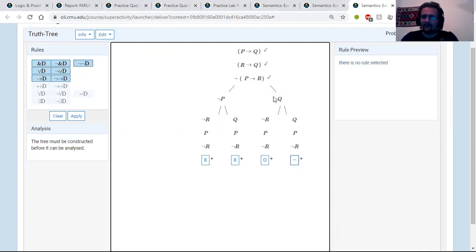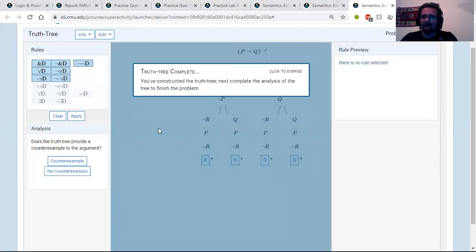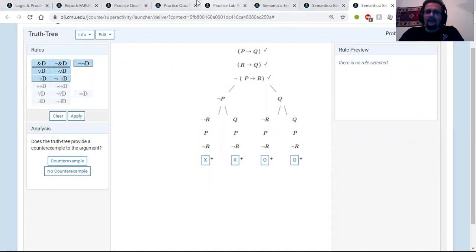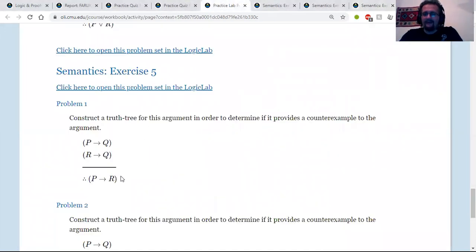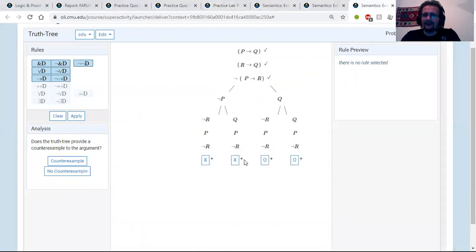Then we take a look at the fourth line, and we have Q, Q, P, not R. Again, no contradiction. So click on the branch, click on the plus sign. This is open and complete. So remember, what we were trying to see is find out whether or not there was a counterexample to this argument, which is why we flipped the conclusion around. Now, if you flip the conclusion around and everything ends up being closed, that means that there is no way of getting to that opposite conclusion. And that means that there is no counterexample to be given.